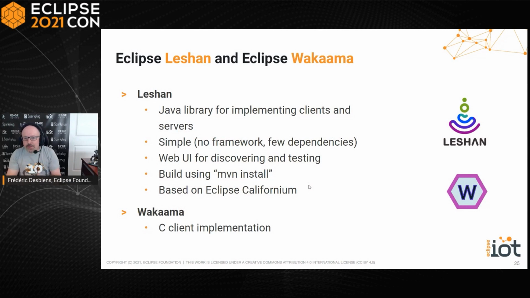We have two implementations of lightweight M2M at the Eclipse Foundation. First is Leshan. Leshan is really a library for implementing clients and servers. So it's very simple. It's not using any third-party framework or anything like that. It has very few dependencies, but it comes with a web UI to discover your devices on the network and test. And you build it doing just MVN install, so that's quite standard.